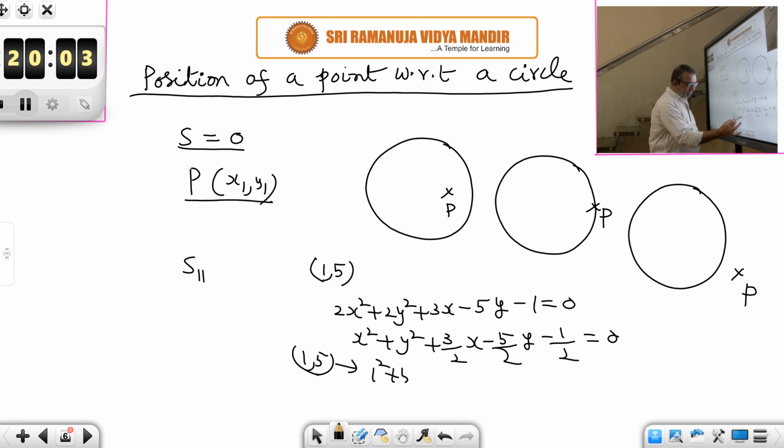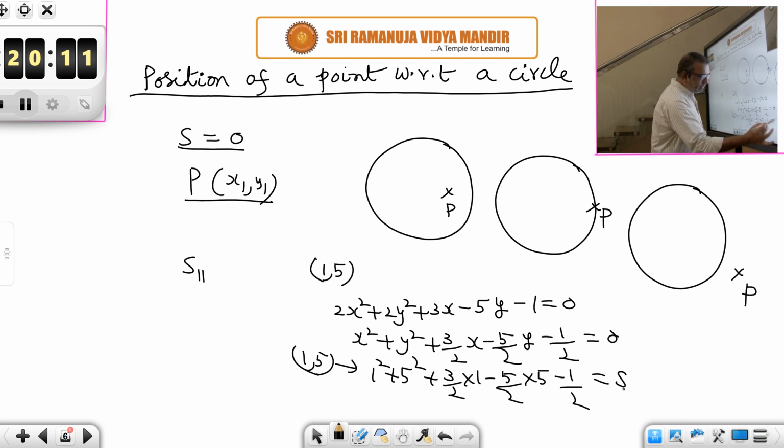So 1 square plus 5 square plus 3 by 2 into 1 minus 5 by 2 into 5 minus 1 by 2. Whatever you calculate, that is called S11. So first we have to divide by 2 and then substitute. If the coefficients of x square and y square are 3 and 3, then you divide by 3 and substitute. That is the correct S11.